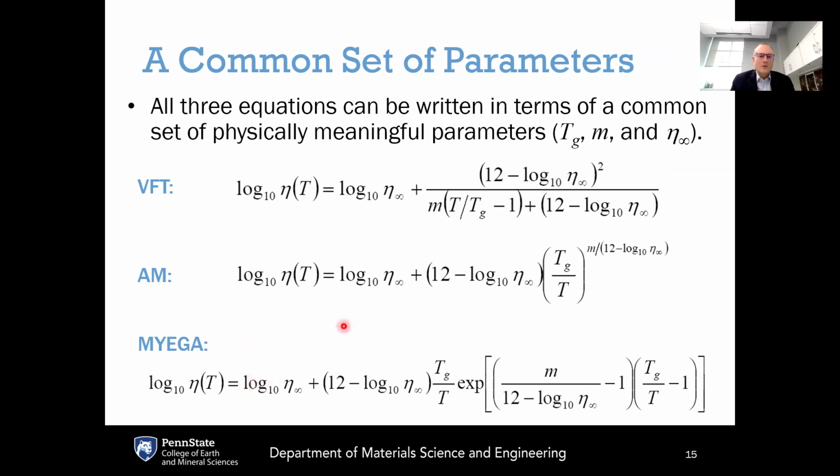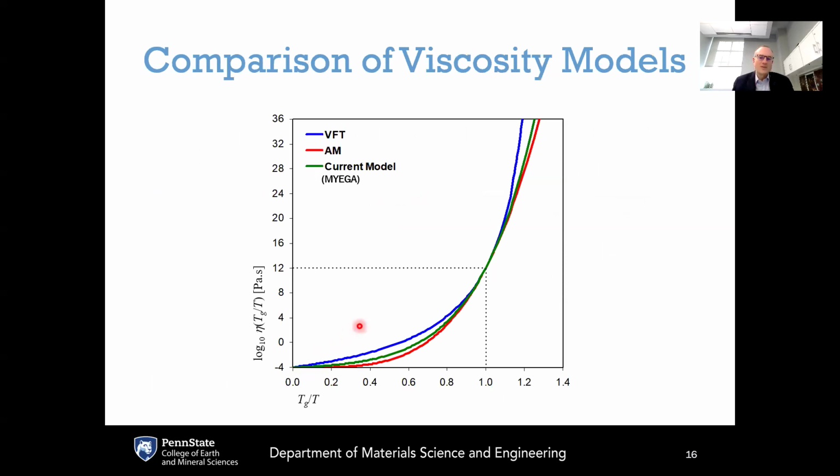All of them already had one of the parameters in common, which was the infinite temperature viscosity eta infinity. That's the same first term here. But the other 2 parameters had different physical meanings in the 3 different equations. So what we can do is use Angell's definitions of the glass transition temperature Tg and the fragility index m, and then rewrite each of those 3 expressions in terms of a common set of variables. So these are all now written in terms of eta infinity, glass transition temperature Tg, and the fragility index m. The equations that I'm showing here are all mathematically equivalent to the equations that I showed previously for each of these models. It's just making a change of variables to get them all described in terms of the same parameters. And when we do that, we can see some of these intrinsic differences in shape.